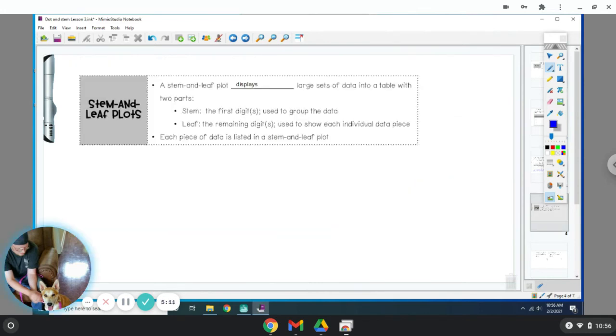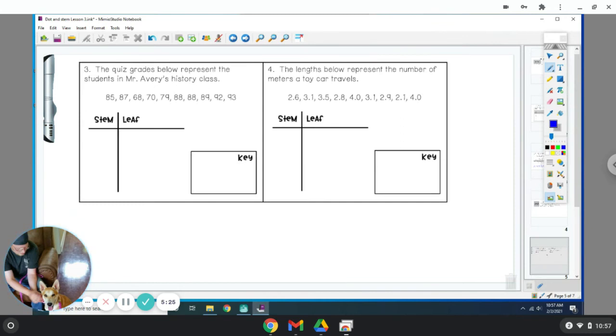All right, stem and leaf plot. A stem and leaf plot displays large sets of data in a table with 2 parts. The stem is the first digit used to group the data, and the leaf is the remaining digits. Each piece of data is listed in the stem and leaf plot. Here we have quiz grades representing the students in Mr. Avery's class. So 88 and so on, 70.